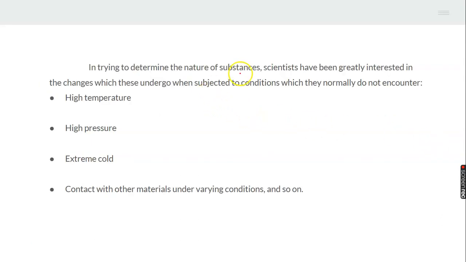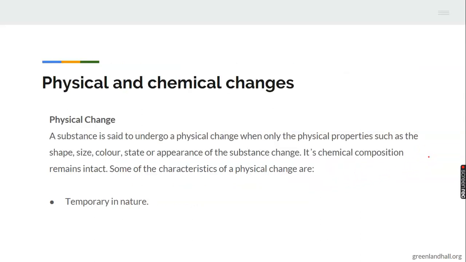In trying to determine the nature of substances, scientists have been greatly interested in the changes which these undergo when subjected to conditions which they normally do not encounter. They are conditions that they are not always subjected to and don't happen often, such as high temperature, high pressure, extreme cold, contact with other material under varying conditions and all that. So: physical and chemical change.